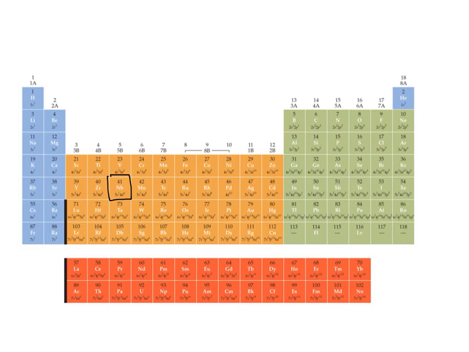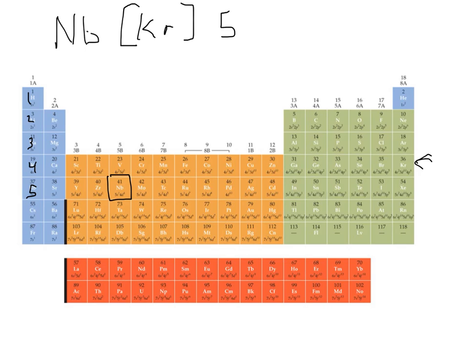Right here, 41. So I write my elemental symbol for niobium. Then I find the preceding noble gas. The preceding noble gas right there is krypton. So I'm going to write the elemental symbol for krypton in square brackets. Then I'm going to read my periodic table like a book. 1, 2, 3, 4, 5. So I'm in the 5th row, and this is the 5s. It's completely filled, 5s2.